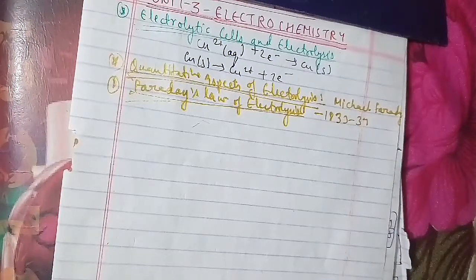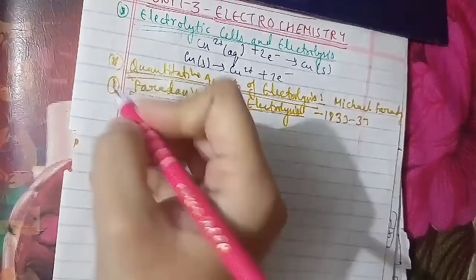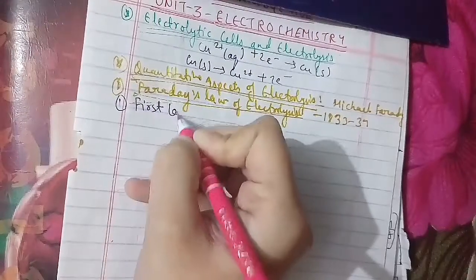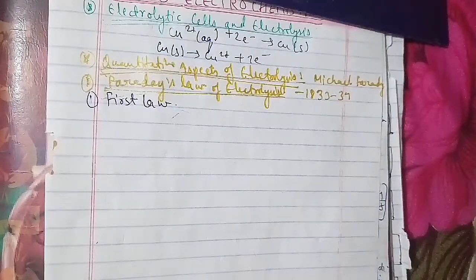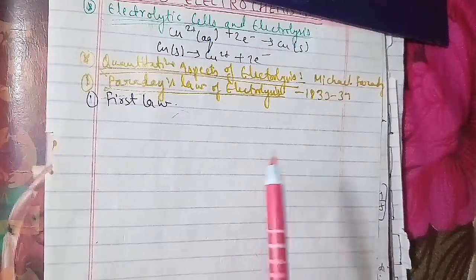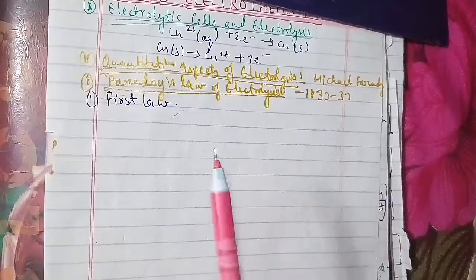On the basis of the first law: the amount of chemical reaction which occurs at any electrode during electrolysis by the current is proportional to the quantity of electricity that passed through the electrolyte solution or melt here. The second, we have the second law.